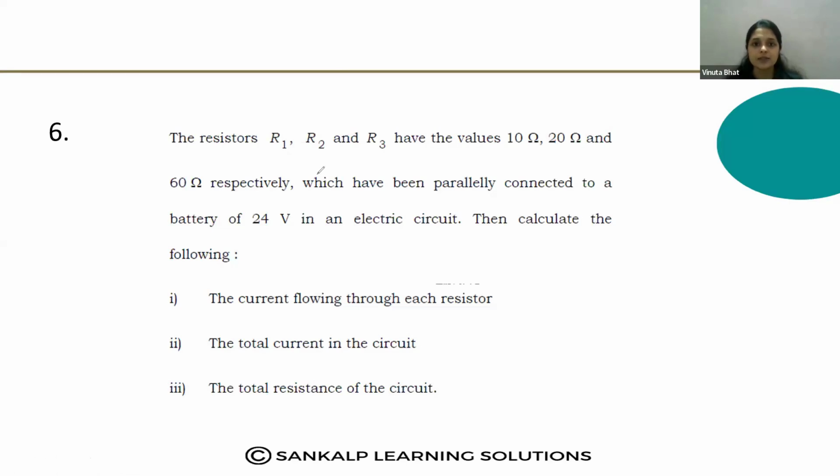The resistors R1, R2 and R3 have the values 10 ohm, 20 ohm and 60 ohm respectively, which have been connected in parallel to a 24 volt battery in an electric circuit. Then calculate the following: the current flowing through each resistor, the total current in the circuit, and the total resistance of the circuit. This you have to find out.